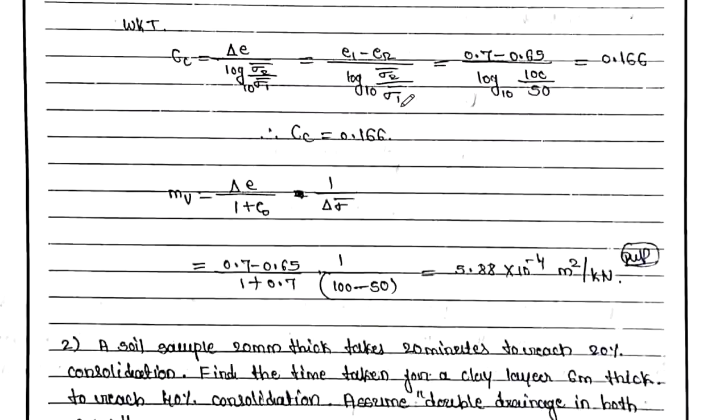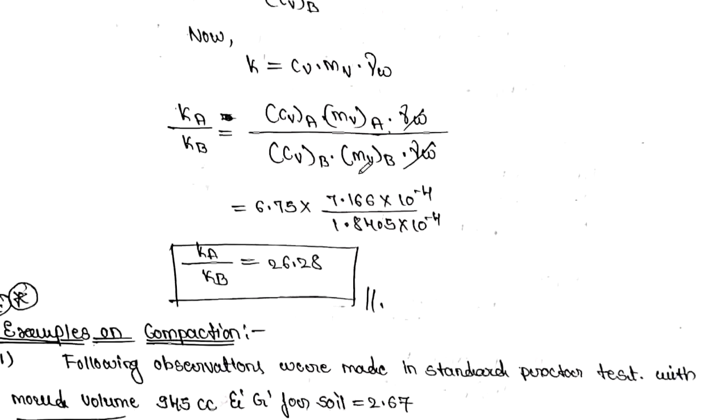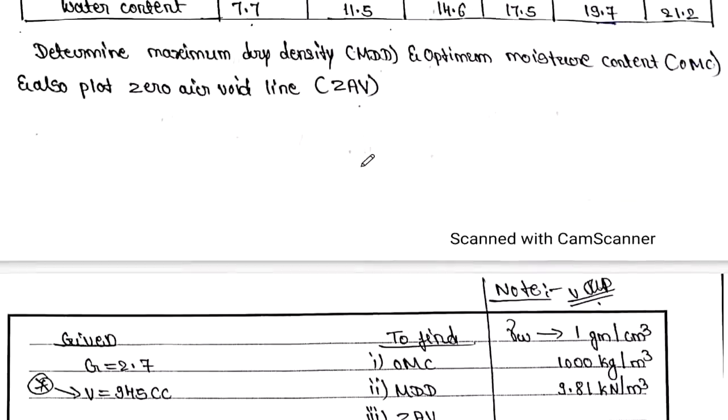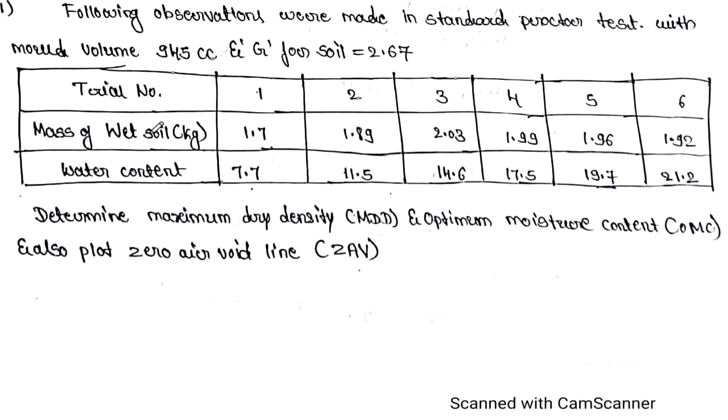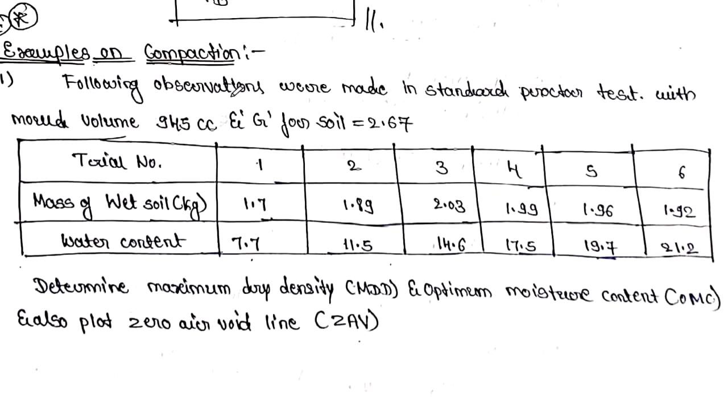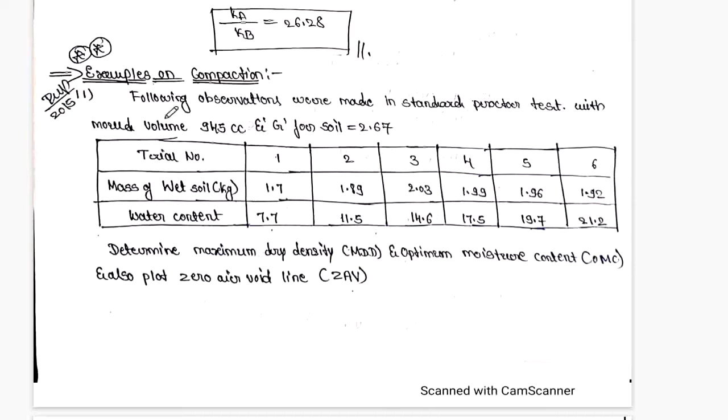So this was the problem which I wanted to discuss. You can see here, examples on compaction. This problem is from your previous year question papers. It was asked in 2015. The following observations were made in a standard Proctor test with a mold volume of 945 cc, and G is equal to 2.67.